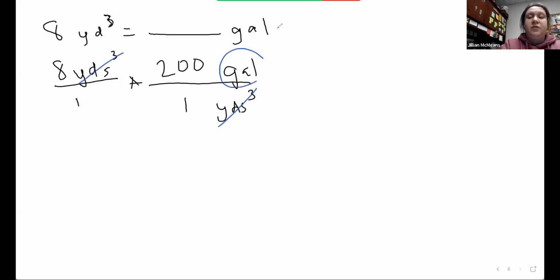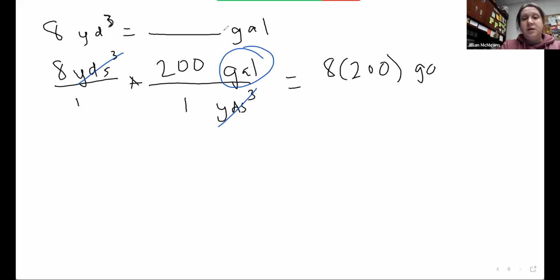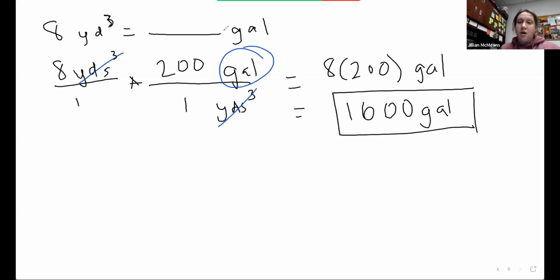Cubic yards cancel. We're left with our desired unit gallons in the numerator. And the numerator is 8 times 200 gallons. The denominator is just 1, so we don't have to worry about that. And when we simplify this out, we get that 1,600 gallons would be needed for 8 cubic yards. And that's it. So really the heart and soul of this section is just dimensional analysis, converting from one unit to another. All right, let's look at another one.